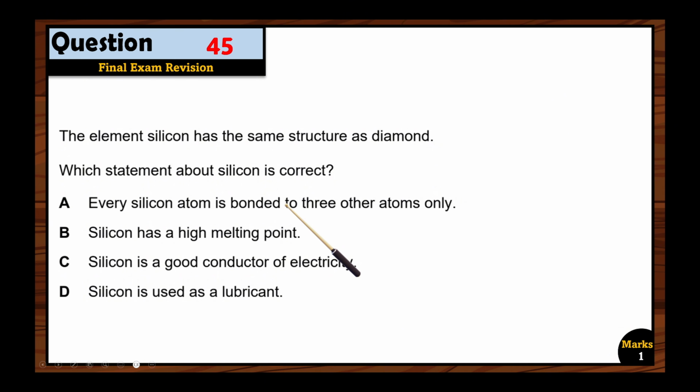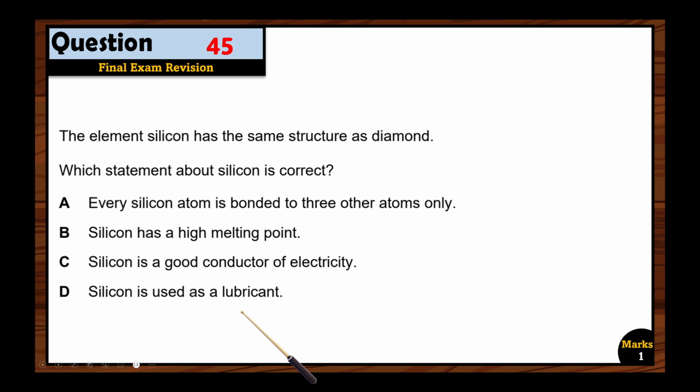Silicon has a high melting point. Yes, because diamond has a high melting point and they have the same structure, so the same structure will also have a high melting point. Silicon is a good conductor of electricity. No, that's wrong. Why? Because diamond is not a good conductor of electricity, so how can silicon be? Silicon is also a non-metal, right? So silicon has a high melting point. That option is right. So option B is correct.